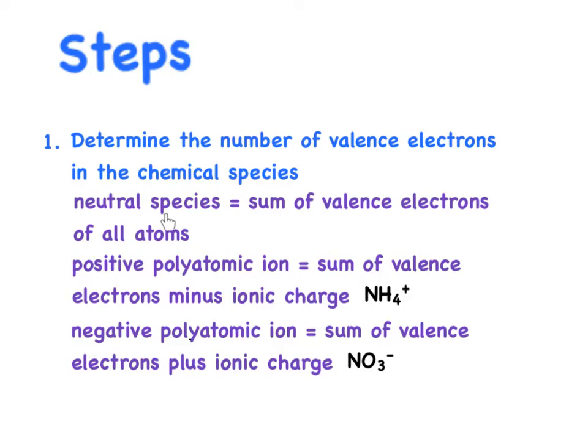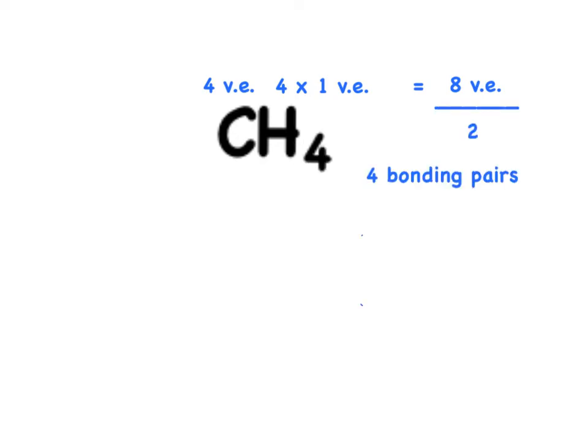We'll use the example of methane, whose formula is CH4. And so carbon has 4 valence electrons, and we have 4 hydrogens, each with 1 valence electron. We get a total of 8 valence electrons. Divide that by 2, and that gives us 4 pairs of electrons that are available for bonding.